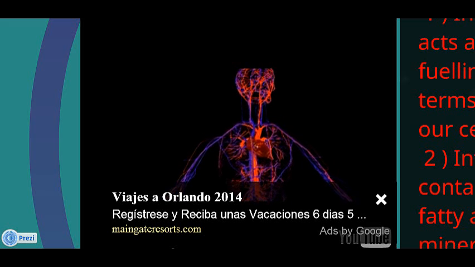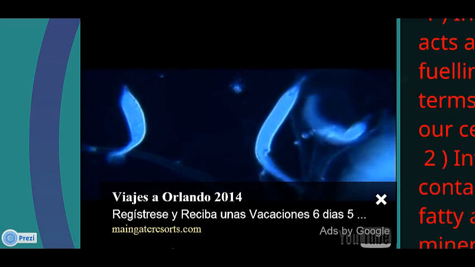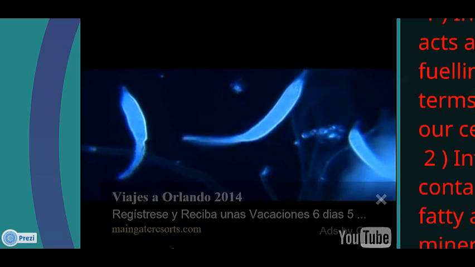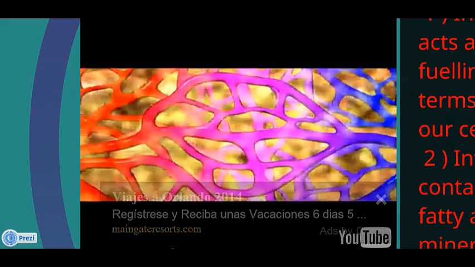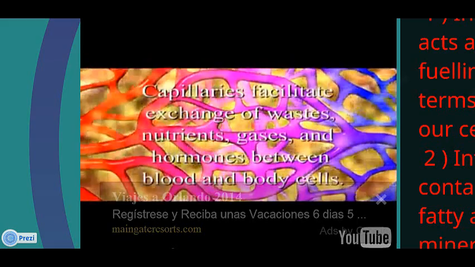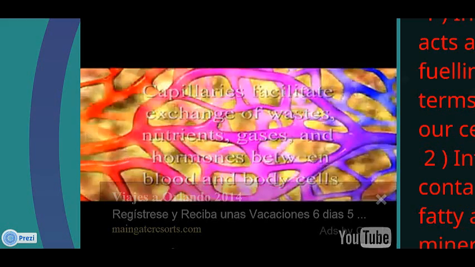Our circulatory system is designed to provide each of our cells with a type of diffusion exchange practiced by simple unicellular organisms living in aquatic environments. This exchange occurs at the level of the tiniest blood vessels, capillaries, where wastes, nutrients, gases, and hormones are exchanged between the blood and the body cells.